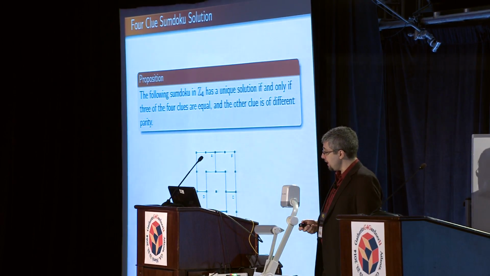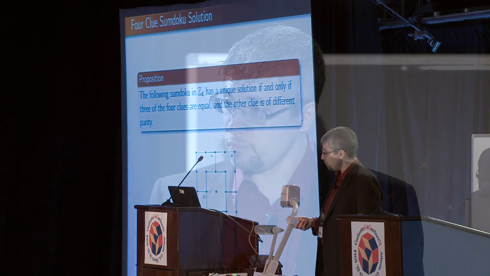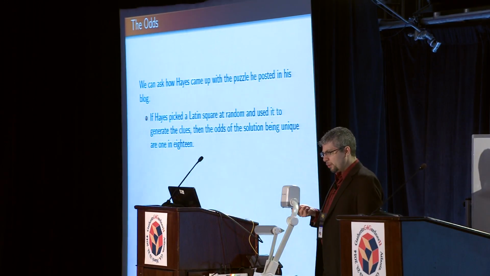And there is a way of determining when there is a unique solution. It turns out that there is a unique solution whenever 3 of the 4 clues are equal and the other clue happens to be a different parity than the other 3. You can map that over to the complex numbers and get the rule for the type of puzzle that he suggested. You can also ask how he chose the puzzle.